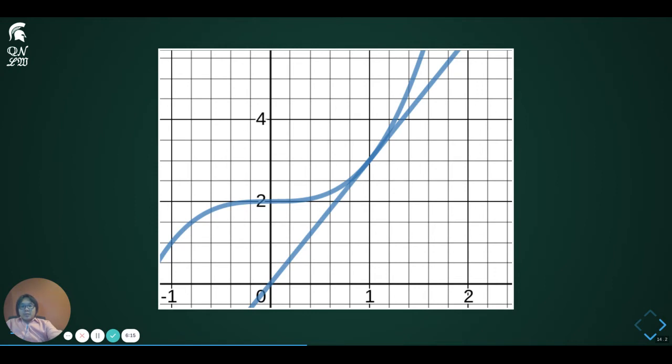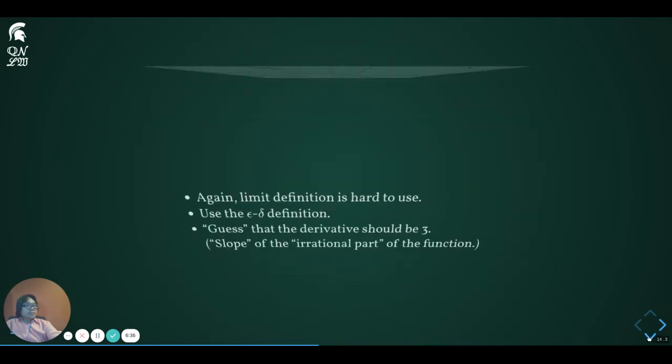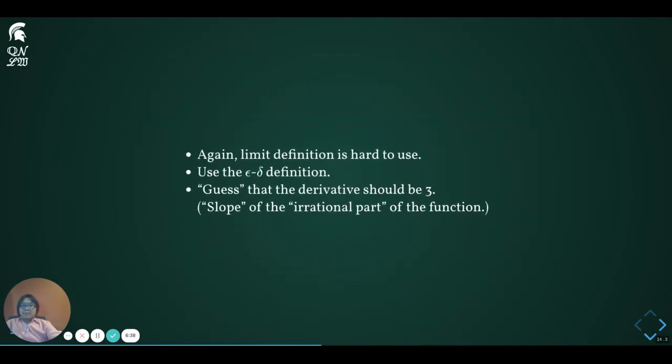By inspection, we see that if the function f were differentiable at x equals 1, we would expect the derivative to be equal to the slope of the straight piece, which is given by f of x equals 3x, and so we expect the derivative to equal 3. Let's prove it. Again, since we have a complicated piecewise function, we will use the epsilon-delta definition instead of the limit definition.